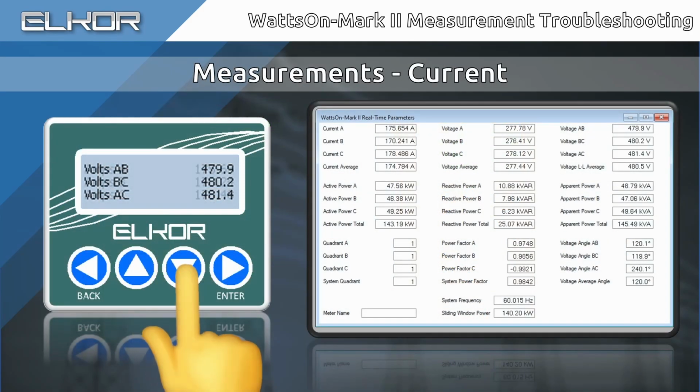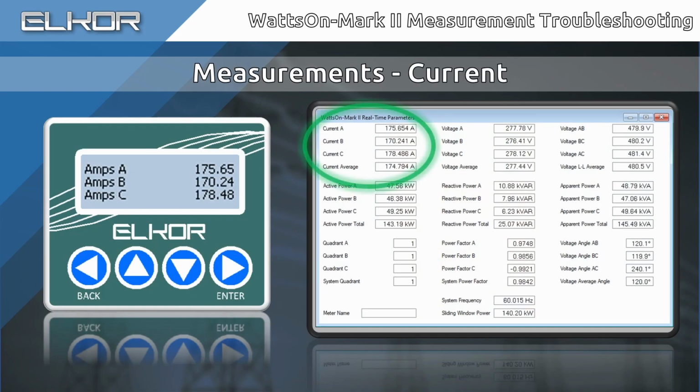Repeat the process for the phase currents. Do they match what is expected? In most systems, the currents should be fairly uniform, although some variation between phases is normal.